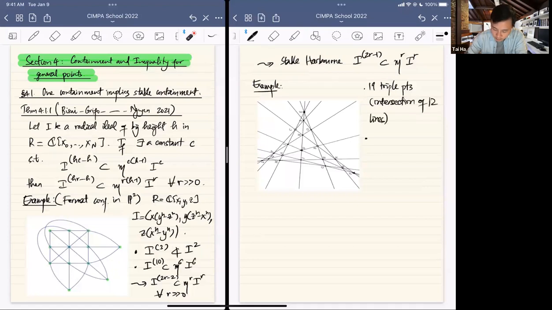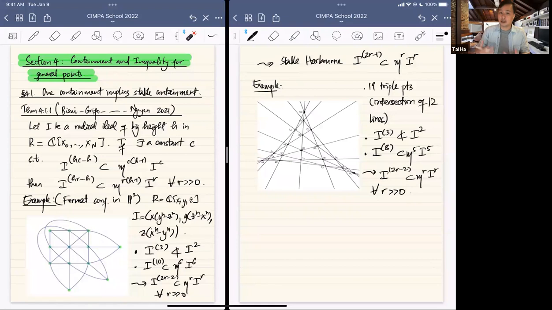Okay. And what we also know is that this is a counterexample to this containment. However, we can verify here that I to the symbolic 8th power is contained in m to the 5th, I to the 5th. Once again, you can do some direct argument, or you can just verify that with Macaulay 2. So by the one containment implies stable containment, we know that I to the 2r minus 2 is contained in m to the r, I to the r for all r big enough.